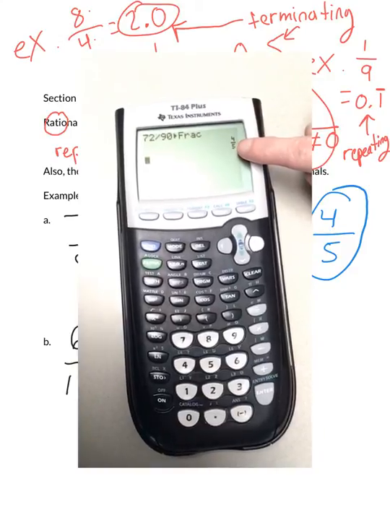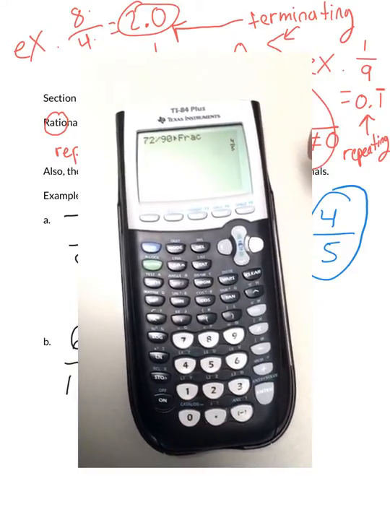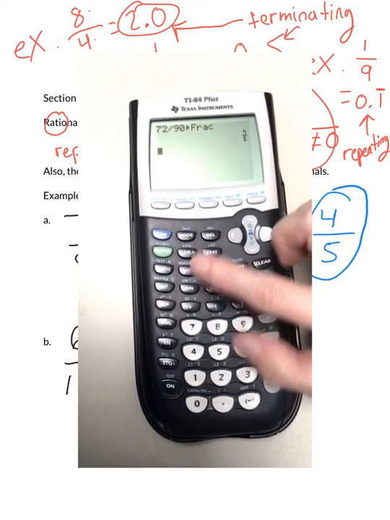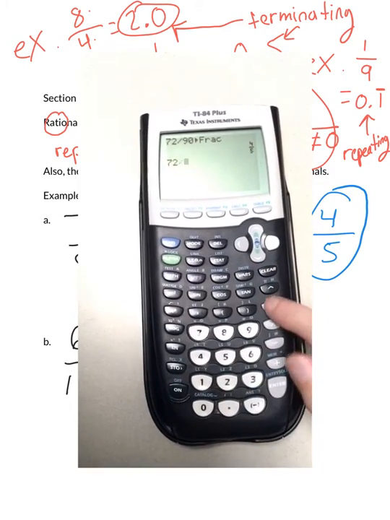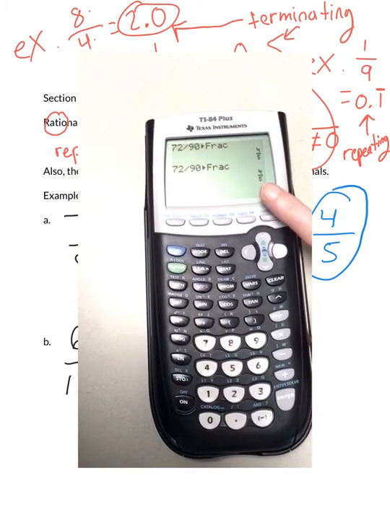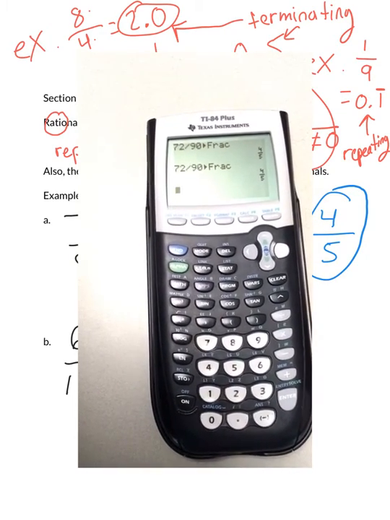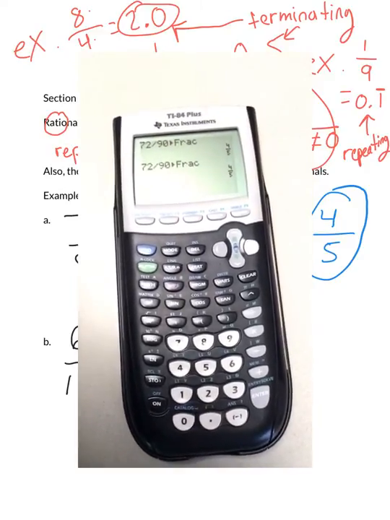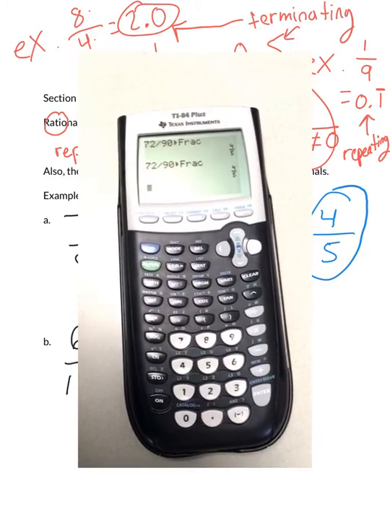Ta-da! 4/5, final answer. So a lot of students just memorize math, enter, enter to reduce. Let's try it again. 72 divided by 90, math, enter, enter. Same answer. Even if you have a fraction that you're not sure about if it reduces or not, it doesn't hurt to try it in the calculator.